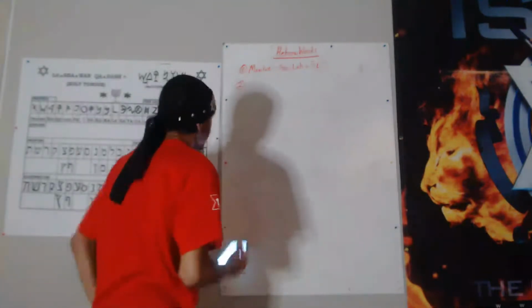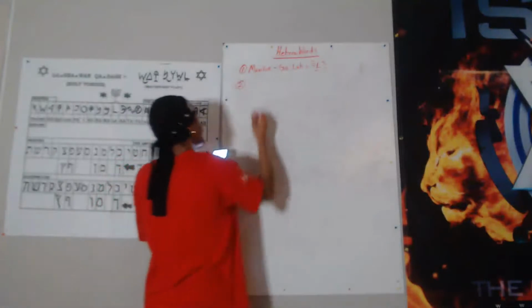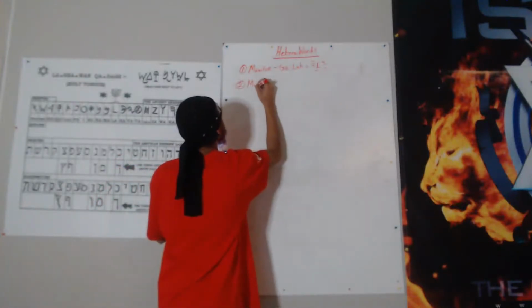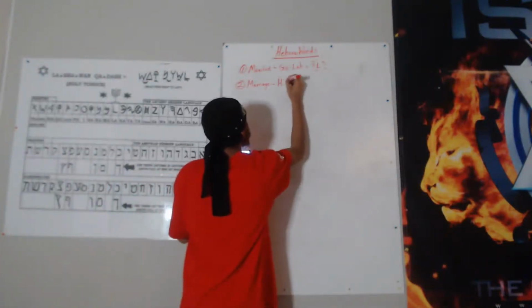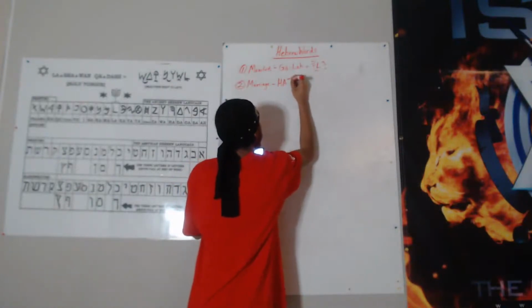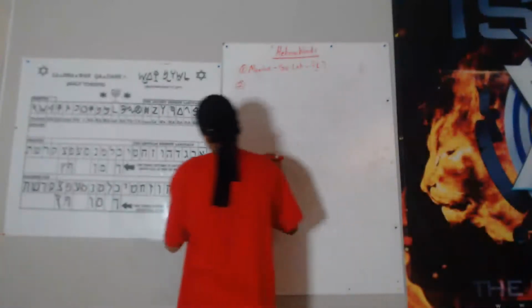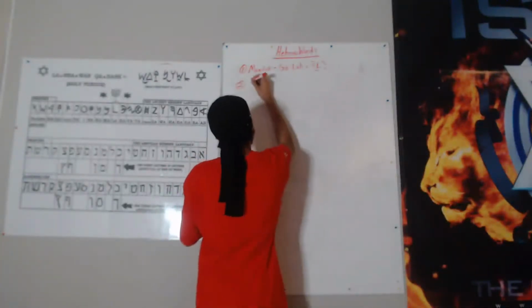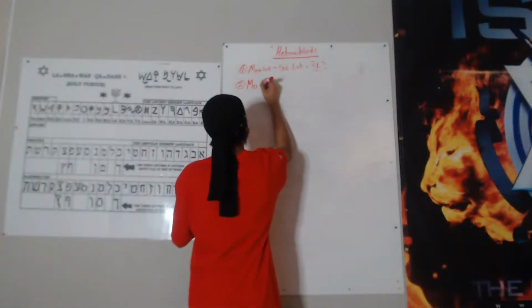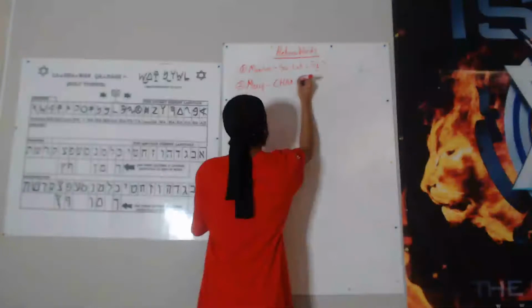Number two, we have marriage. Actually, not marriage. Let's try mercy, actually. Mercy.